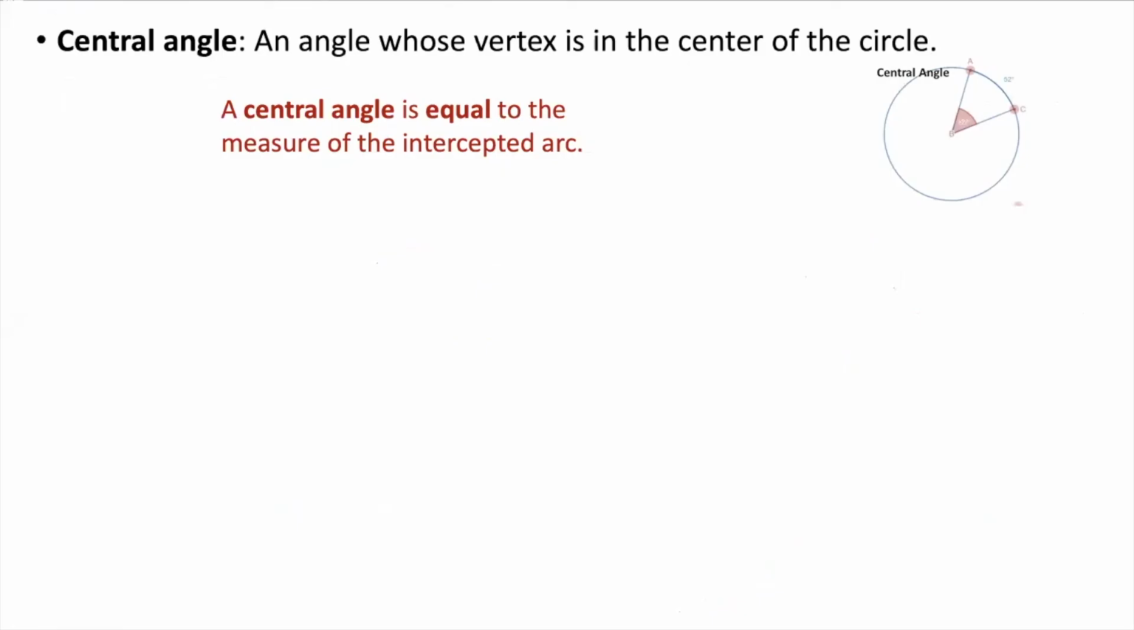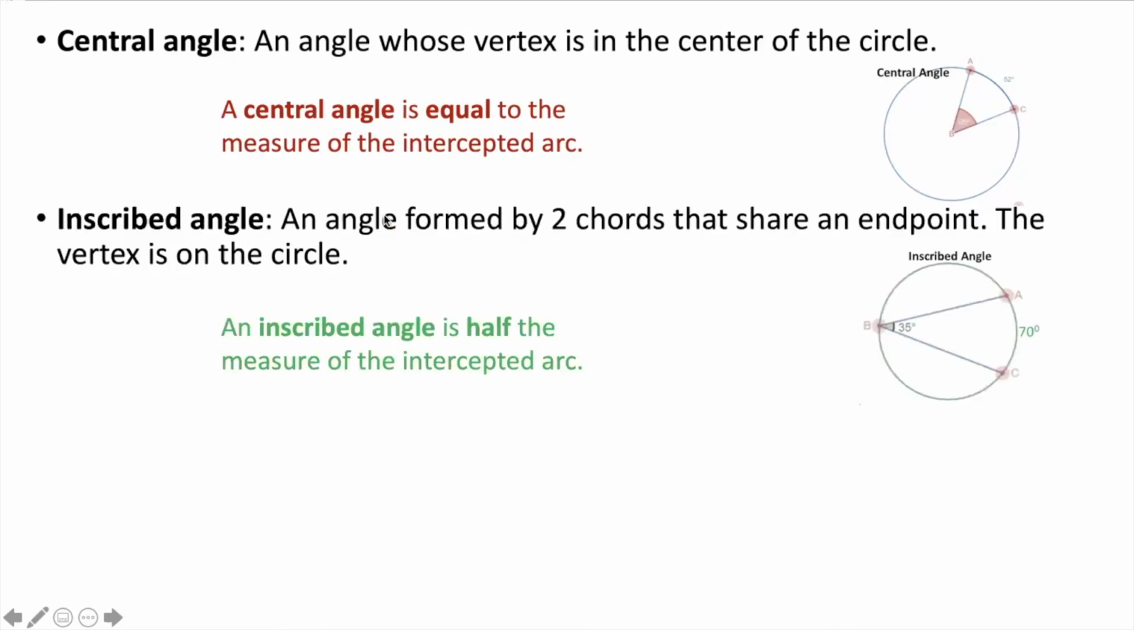In summary, we have learned that a central angle is an angle whose vertex is in the center of the circle. And the central angle is equal to the measure of the intercepted arc. An inscribed angle is an angle formed by two chords that share an endpoint, and the vertex of an inscribed angle is on the circle, on the circumference. And an inscribed angle is half the measure of the intercepted arc. So if the arc is 70 degrees, then the measure of the inscribed angle is 35 degrees. It's half the measure of its arc.